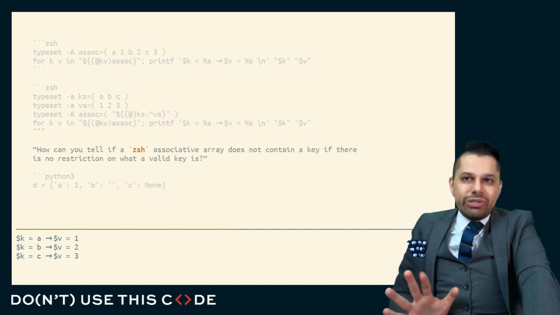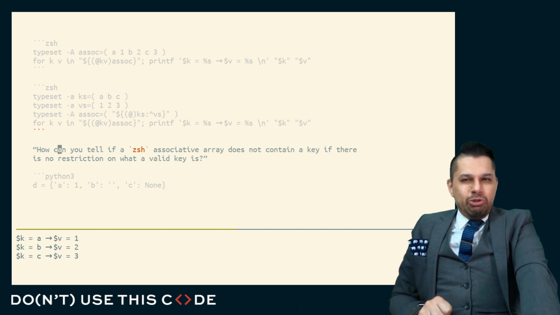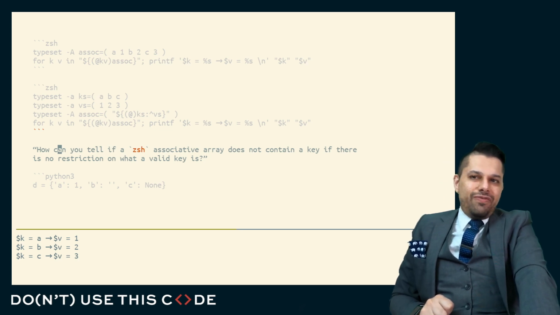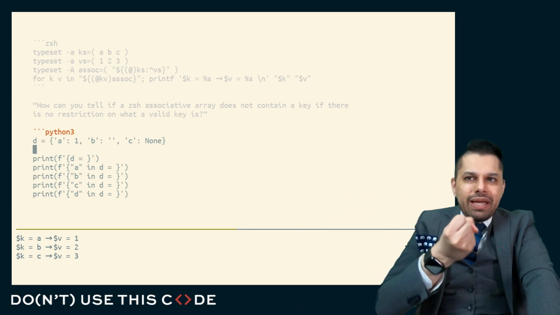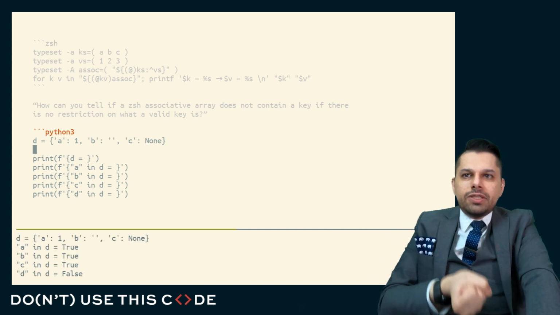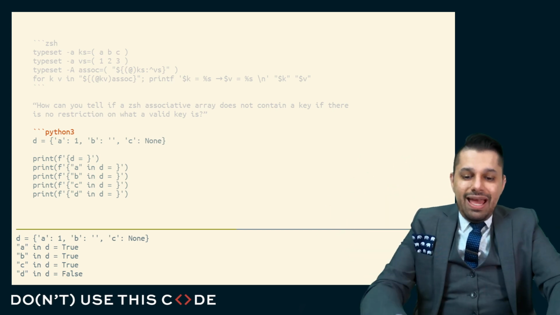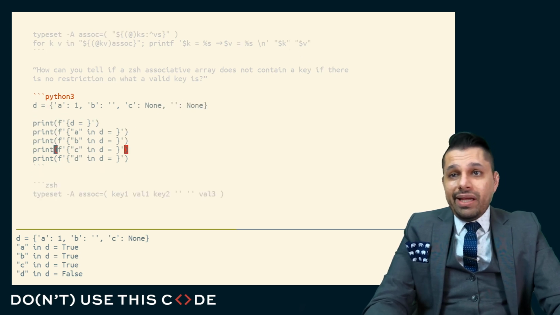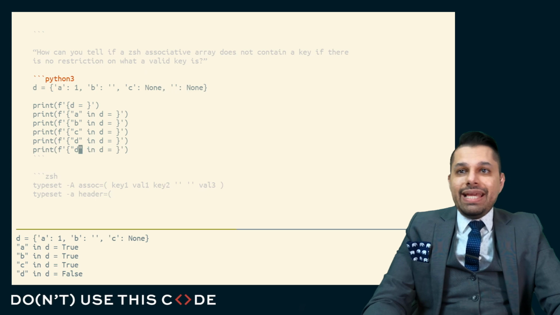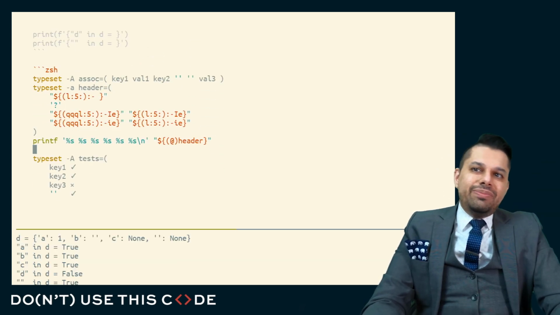With that said, there are some oddities with shell. Like, yeah, sure, it has associative arrays, but in your Z shell, it's tricky for you to determine if an associative array doesn't contain a key if there is no restriction on what a valid key is. In Python, this is nearly trivial, right? I have a dictionary, and I want to see, is a mapping in that dictionary? Is that key in there? Is A in this dictionary? Is B in this dictionary? Is C in this dictionary? Is D in this dictionary? And I just use the in syntax. And if the key happens to be an empty string itself, well, I can even do that. Is empty string as a key in this structure? Sure. If I need to do that in Z shell, it becomes kind of tricky.